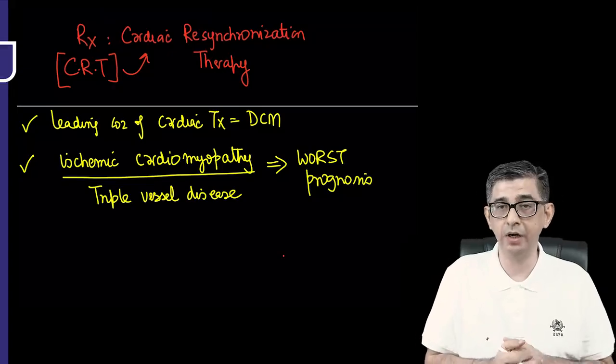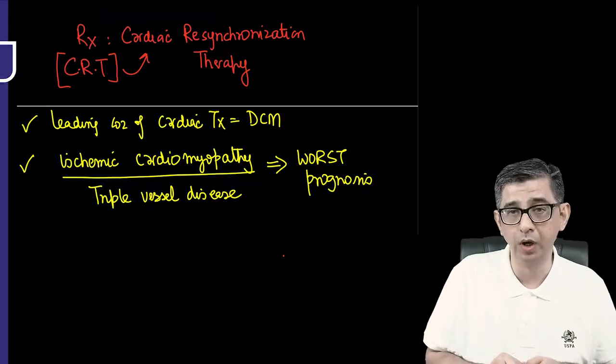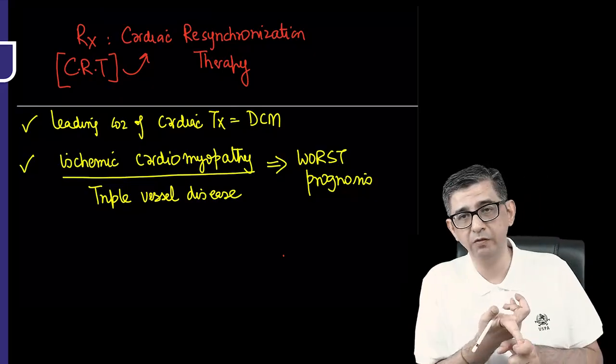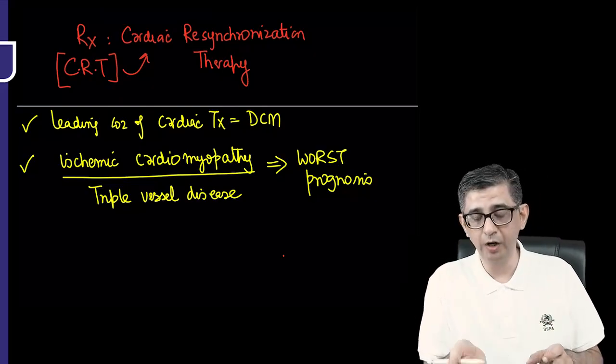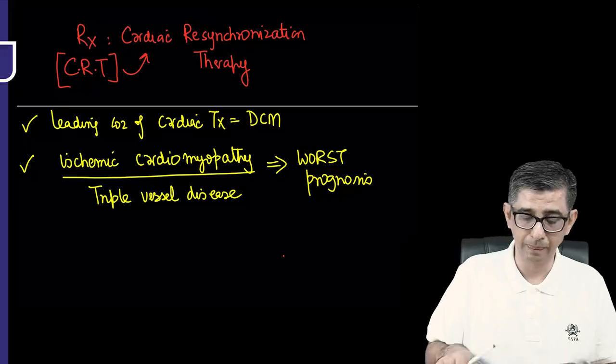And remember, the dilated cardiomyopathy diagnosis can only be made if ischemic has been ruled out. So the person should not be having a previous MI, should not be having triple vessel disease, and should not be having valvular heart disease.